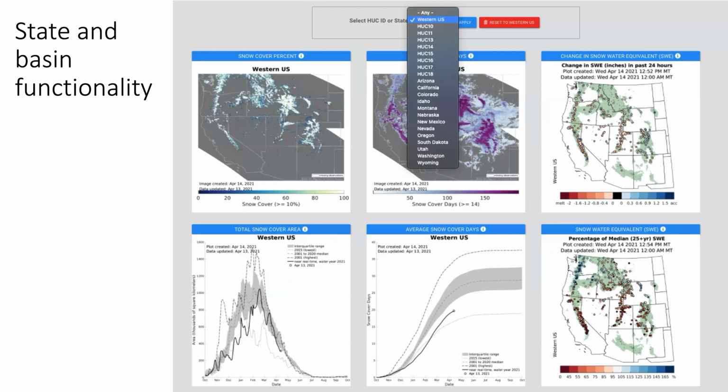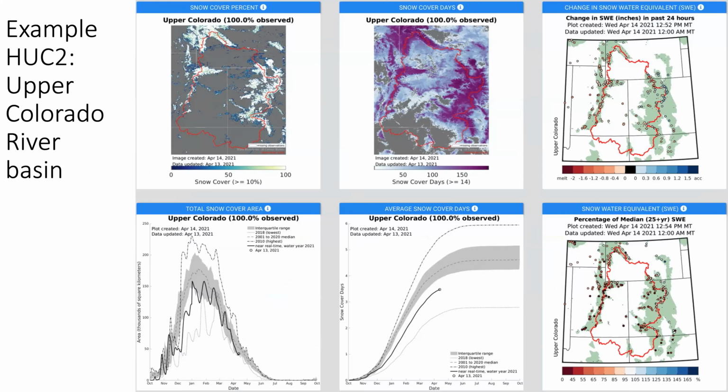The data I just showed is for the Western United States. We also provide functionality to select major river basins of the West and the Western states through this drop-down menu. You are now familiar with each individual graph that I explained. This is an example from the upper Colorado River Basin. You can see in the center bottom graph that the upper Colorado River Basin fared a bit better midwinter and didn't drop below the minimum satellite record as the Western US did.